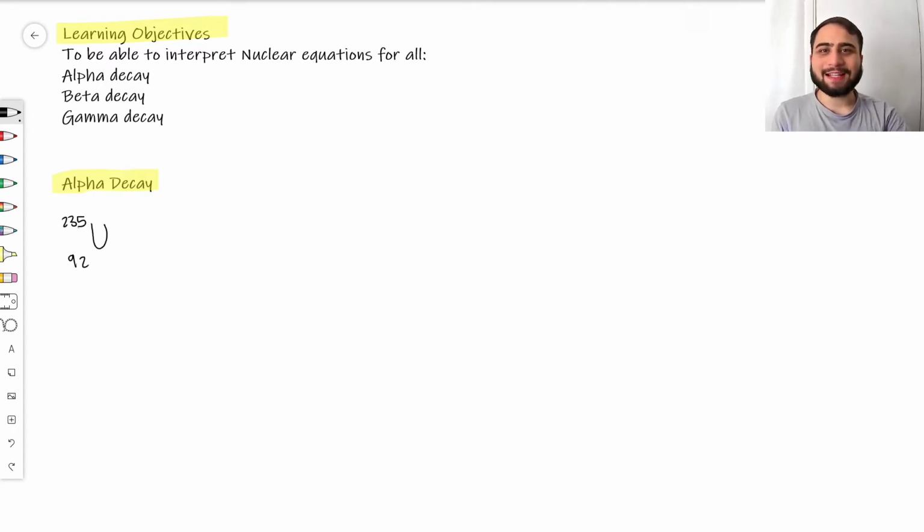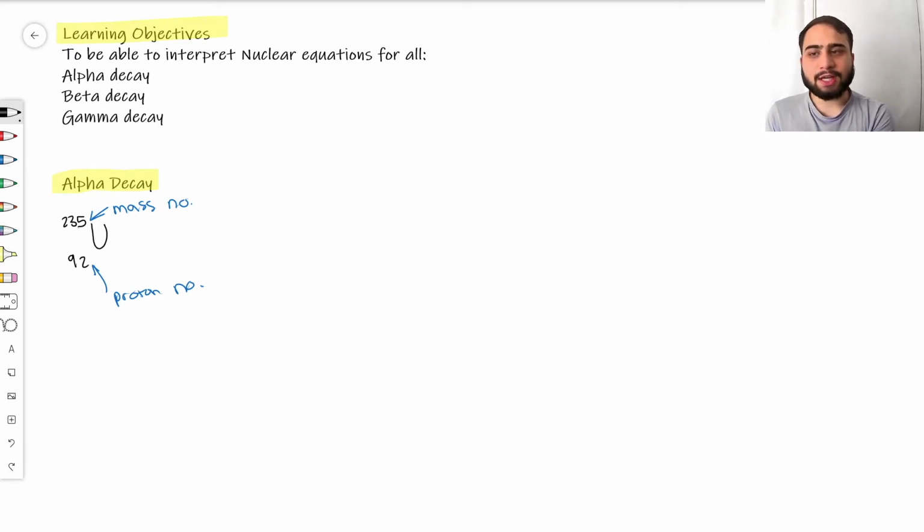Okay, to start off, let's have a look at the alpha decay of uranium-235. As always, we have our symbol over here, where the top number is the mass number, which remember is the number of protons plus the number of neutrons, and the one below is the proton number, or rather atomic number, and that is just the number of protons.